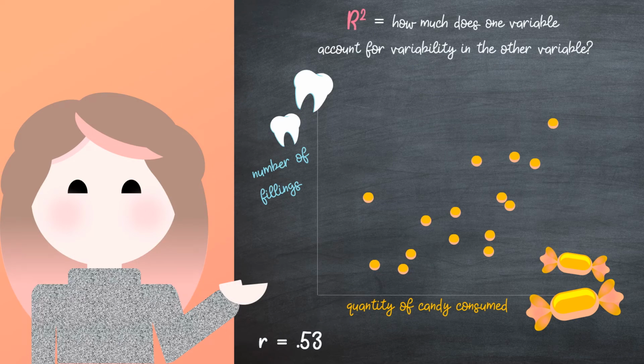The other R we can interpret is R squared, which is, quite simply, the value of R squared, otherwise known as the coefficient of determination. This value can vary from 0 to 1 and may be expressed as a percentage.